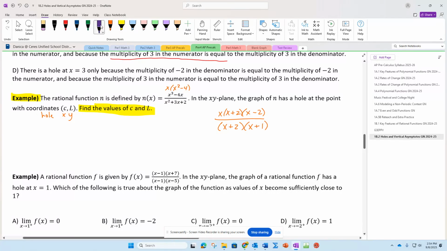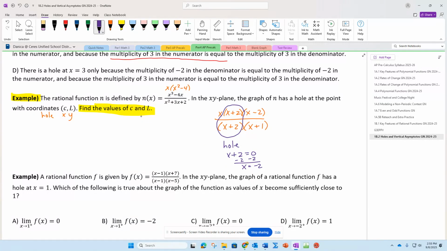So here we can see that we have equal multiplicities for the factor of x plus 2, so that's going to give us a hole. And when we set x plus 2 equal to 0, subtracting from both sides gives us x equals -2. But because of the way this is worded, the x is our c. So we want to say that c equals -2.